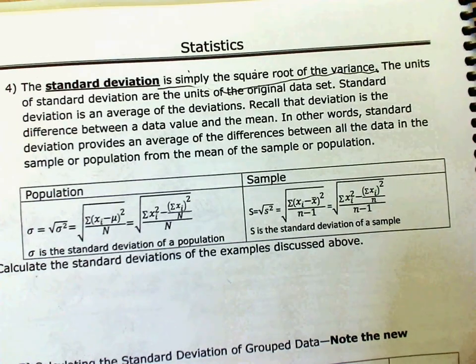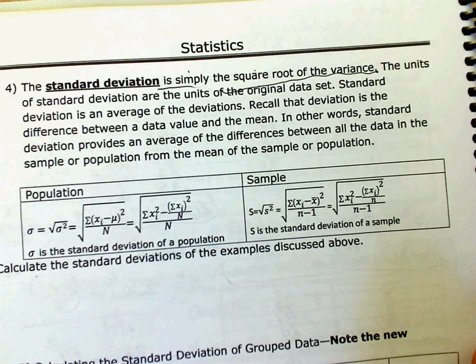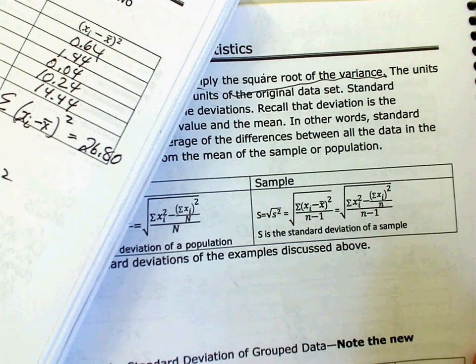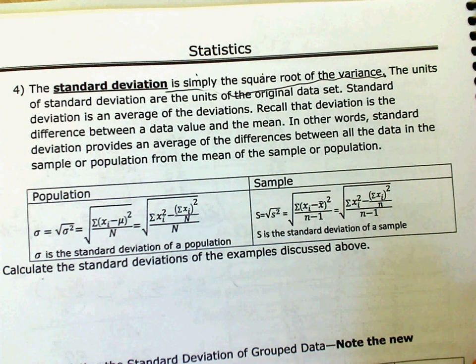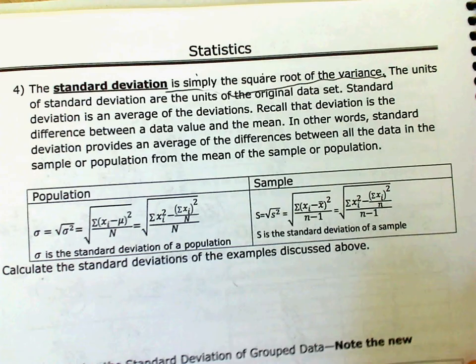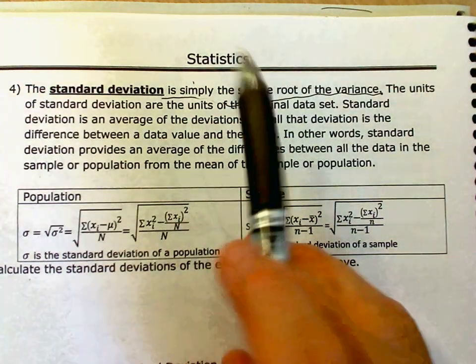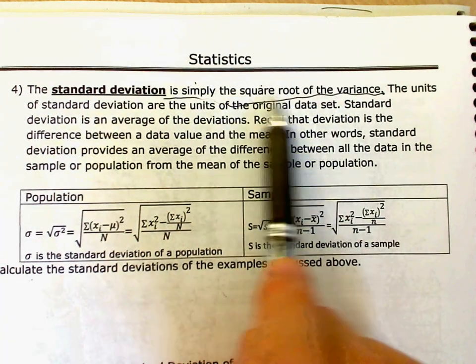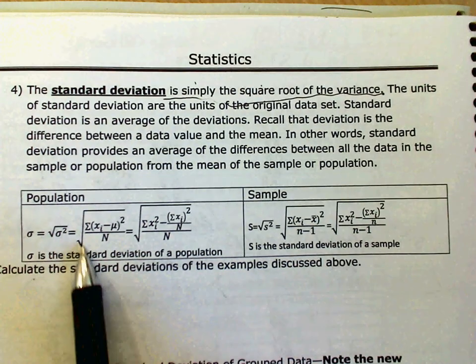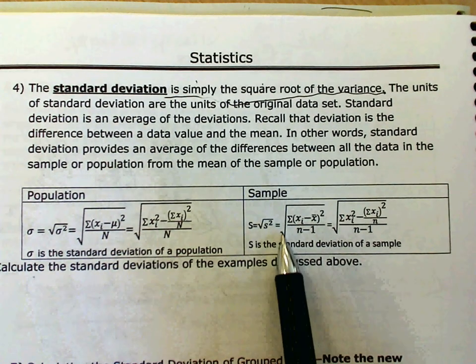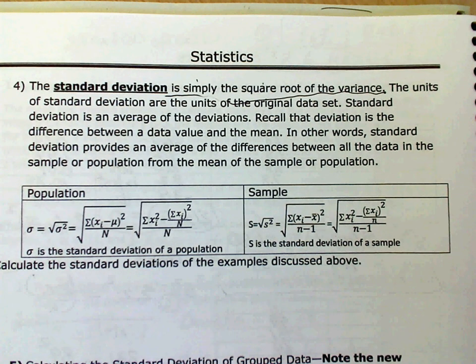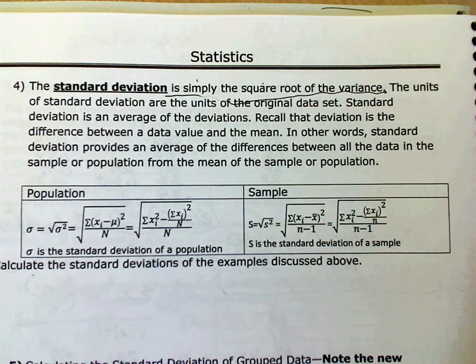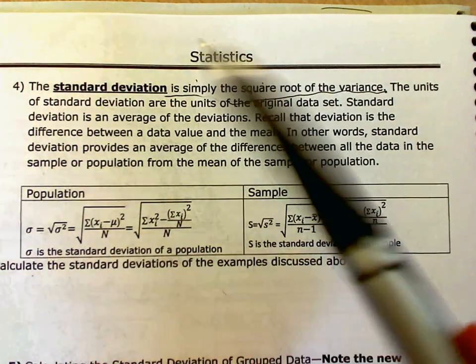So standard deviation is the one that has most meaning for me anyway. Okay. The standard deviation is simply the square root of the variance. So notice these are all the same calculations. There's your population. I'm just taking the square root of everything we did before. The units of the standard deviation are the units of the original data set.